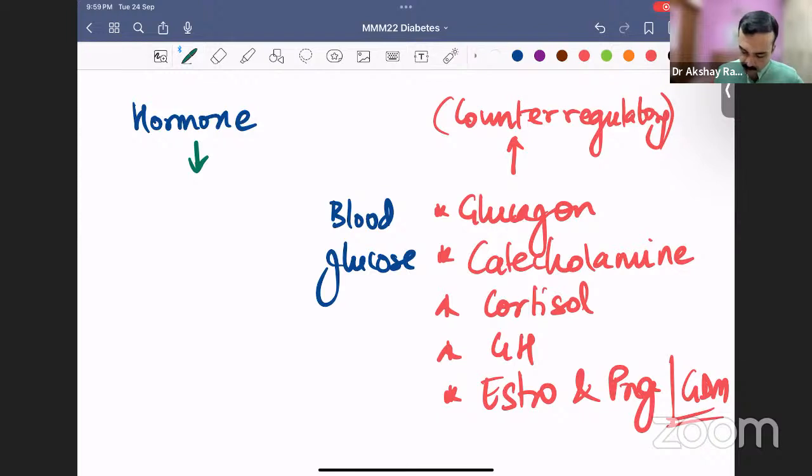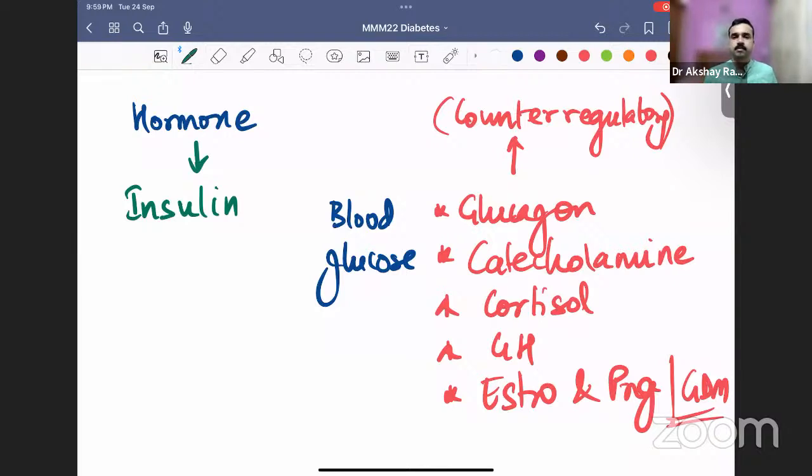Which are the good hormones for blood glucose? Which will lower the blood glucose? Obviously, we know insulin does it. Anything else? Which other hormones are good? I mean, which hormones will try and bring down the blood glucose level, apart from insulin? Anybody? Other hormones which try and bring down the blood glucose apart from insulin.